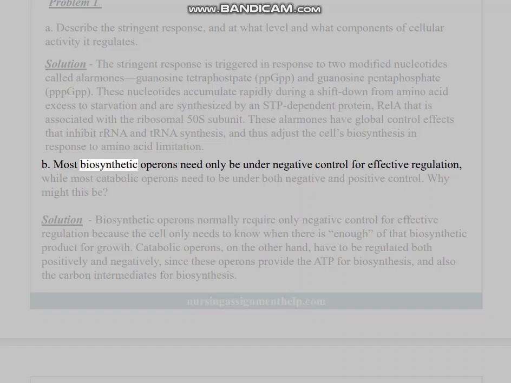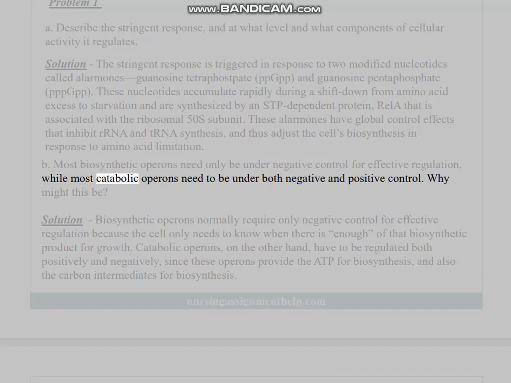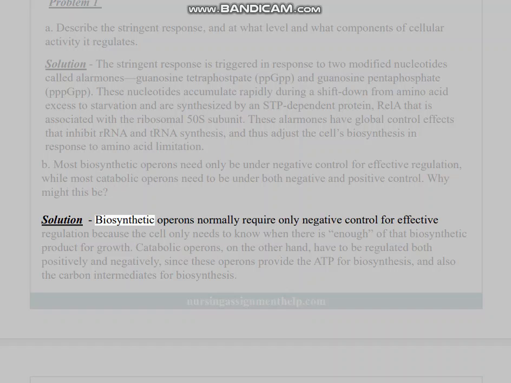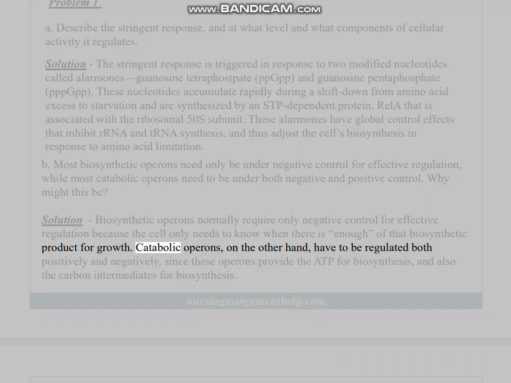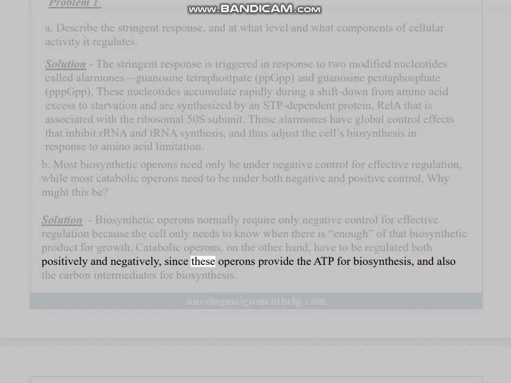B. Most biosynthetic operons need only be under negative control for effective regulation, while most catabolic operons need to be under both negative and positive control. Why might this be? Solution: biosynthetic operons normally require only negative control for effective regulation because the cell only needs to know when there is enough of that biosynthetic product for growth. Catabolic operons, on the other hand, have to be regulated both positively and negatively, since these operons provide the ATP for biosynthesis and also the carbon intermediates for biosynthesis.